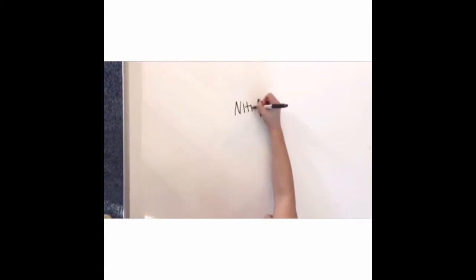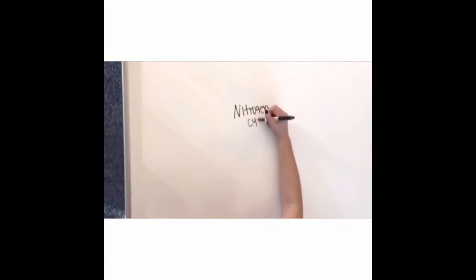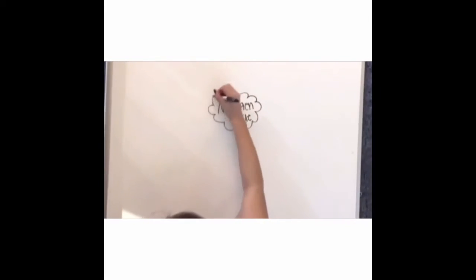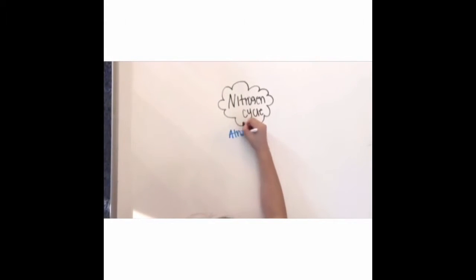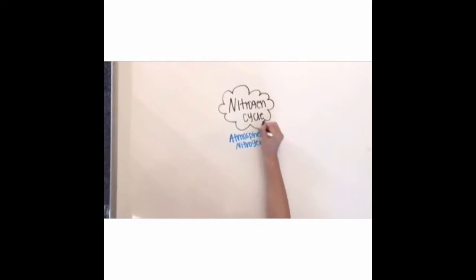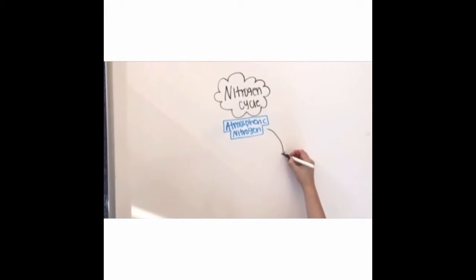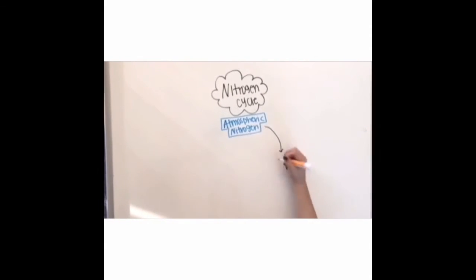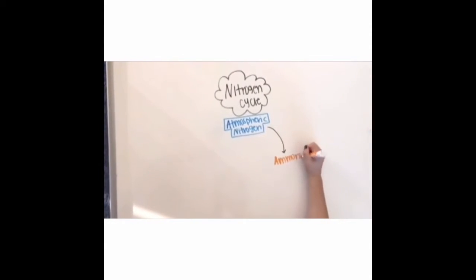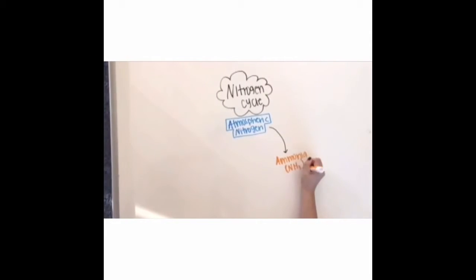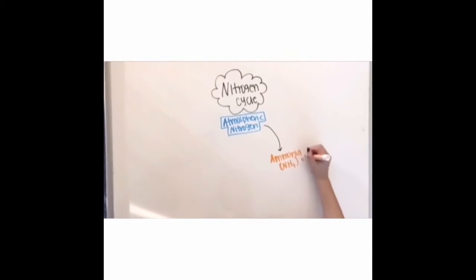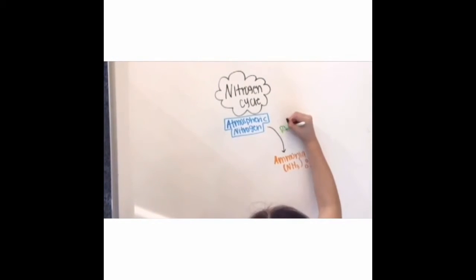This is the nitrogen cycle. This cycle has to take place because atmospheric nitrogen cannot be used directly by plants and animals. It first has to be converted to nitrogenous compounds. It all starts with atmospheric nitrogen. This nitrogen is then turned into ammonia, also called NH3. This is through the process of rhizobium.